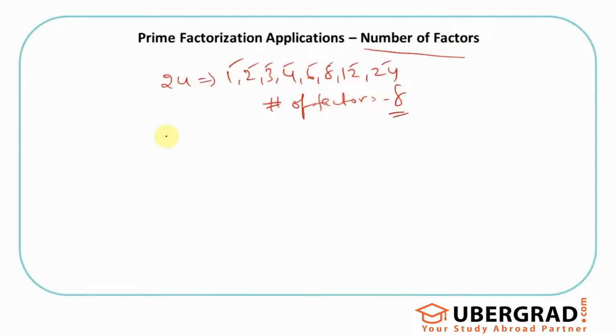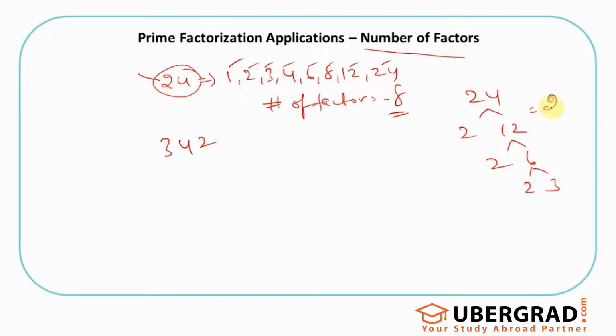What if the number is 342 and I'm asking you to find the number of factors? So let's focus on this first. I'll just do the prime factorization for that. So it's 2 into 12, 2 into 6, 2 into 3. That's basically 2 power 3 into 3 power 1. I'm having 2 thrice, and 3 once, so it's 3 power 1.